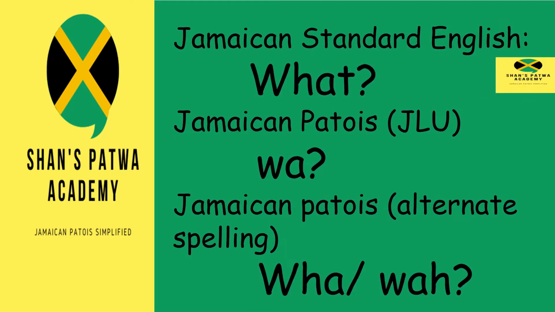Let's begin. In Jamaican Patois, what is wa? Wa. If you look at the screen, we have two separate spellings. The JLU spelling is wa, W-A, and you'll see alternate spellings in other Jamaican Patois written works, W-H-A or W-A-H, but it's all pronounced wa.